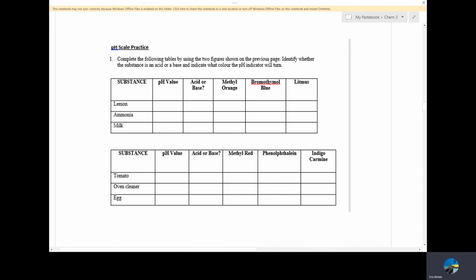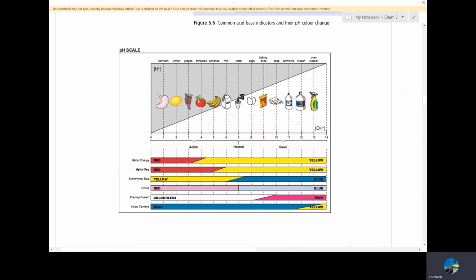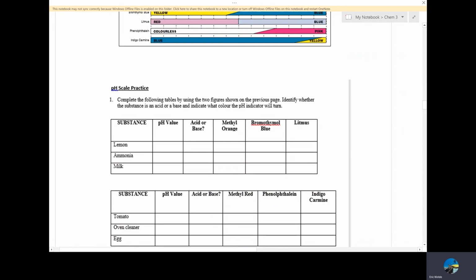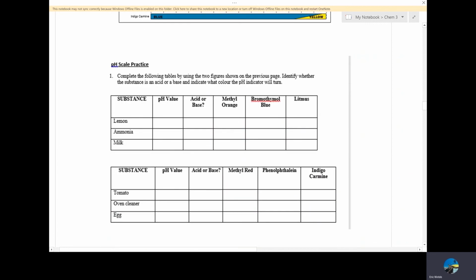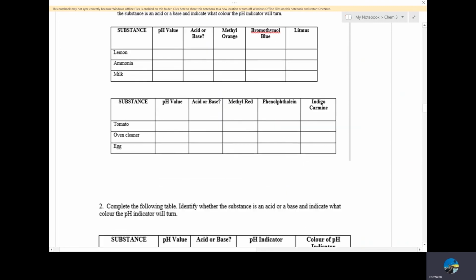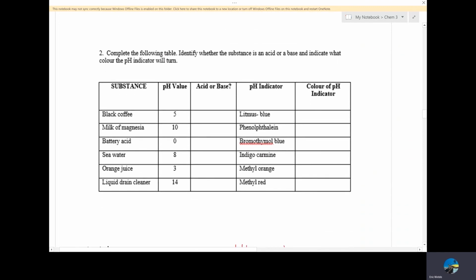On your next page, there are a few different substances. Take a few minutes and figure out what the pH values of these substances are. This table will help you. It lists most of those substances and their common pH values. Figure out if each is an acid or a base, and figure out what color you'd expect it to change with a given indicator. So take a few minutes, work through these questions, and identify whether they're acids or bases and what color of indicator you'd expect.